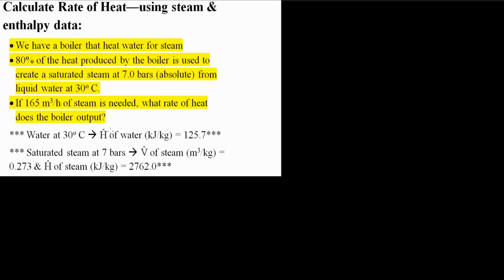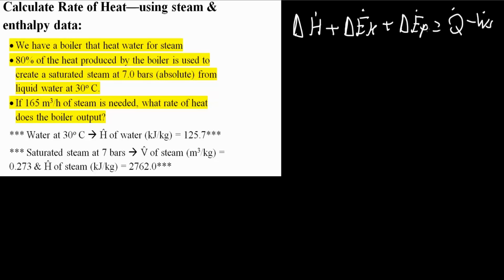And this is some information that we would typically get at a reference table. And so let's get started. So we have an open system energy balance. So delta H plus delta EK plus delta EP is equal to Q dot minus WS.